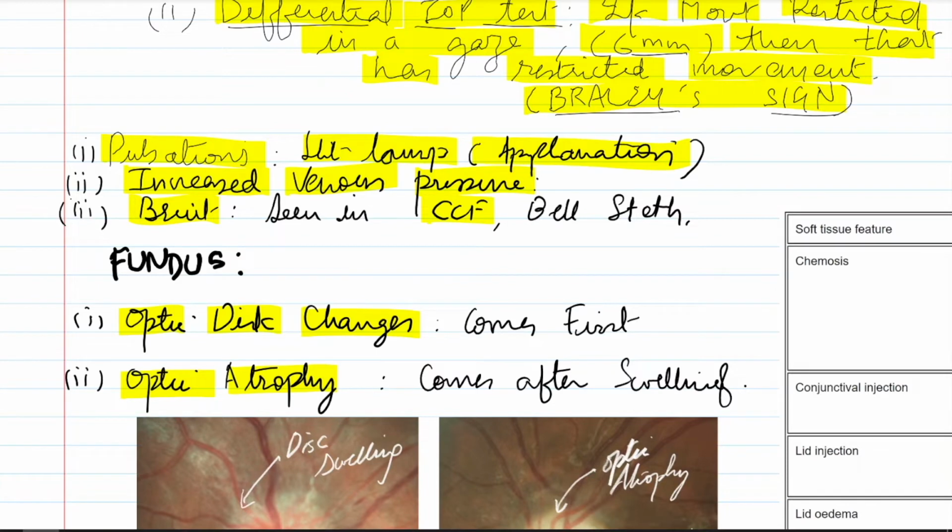Sometimes proptosis is accompanied with pulsations. These pulsations are best monitored with the help of a slit lamp applanation tonometer, which is generally used to measure IOP, but in this case, the sensitivity of the applanation tonometer will pick up on the tiny pulsations that may sometimes be associated with proptosis. Can anybody tell me in which condition you would see a pulsatile proptosis?